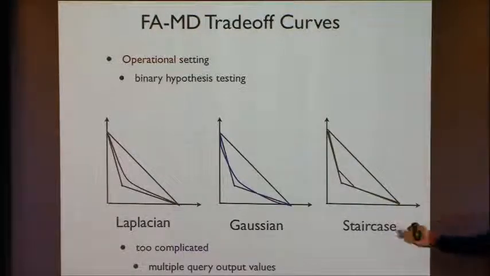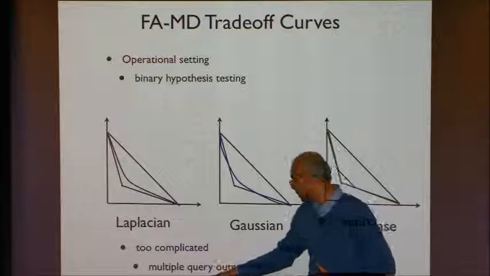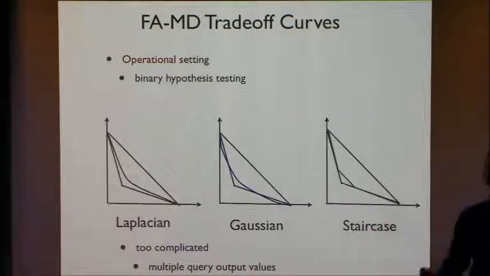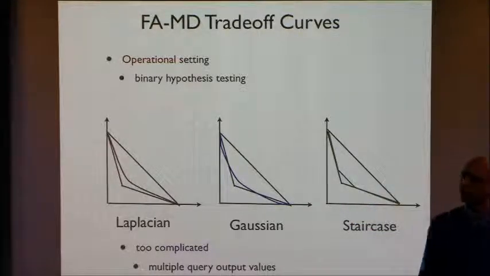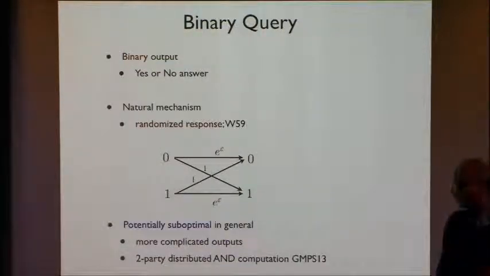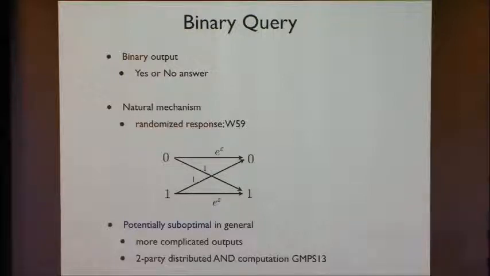These things are too complicated because, for several reasons, one of them is that there are multiple query outputs, any integer valued or any real valued. Too many binary hypothesis tests. I was plotting only one pair and there are too many things going on. So let's try to simplify and look at just one special case. This is interesting in its own way.